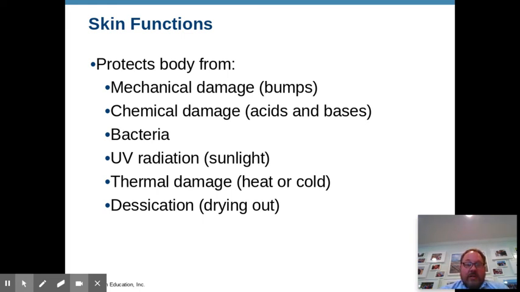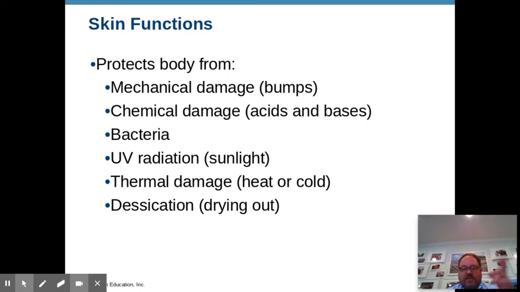Bacteria can certainly cause damage to tissues. So again, we've got a basic layer here to prevent bacteria from getting inside the body. Radiation is energy, right? And energy can break bonds. So your skin tries to absorb some of that energy so it doesn't pass to underlying tissues and cause damage.